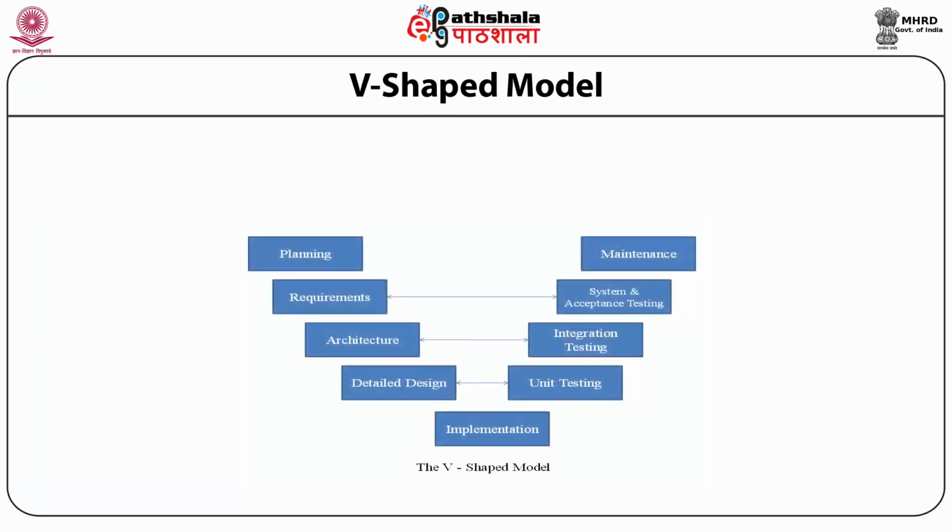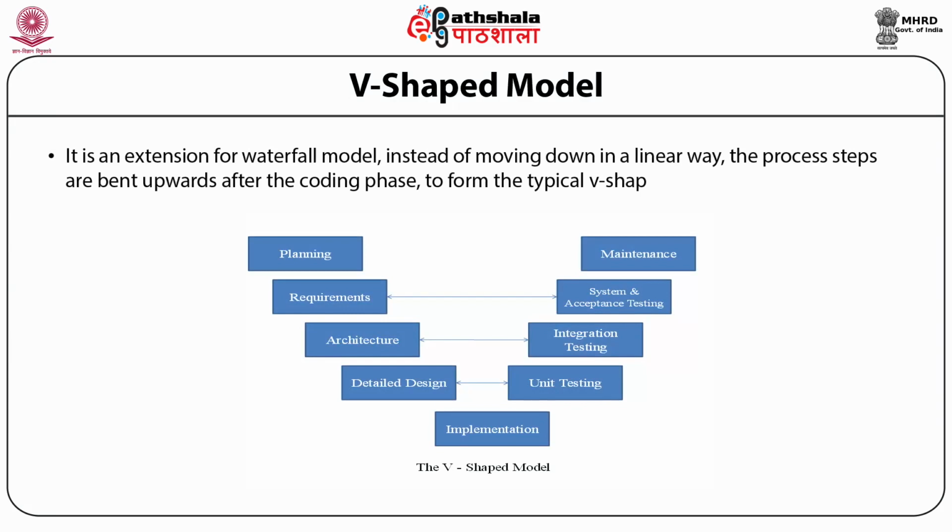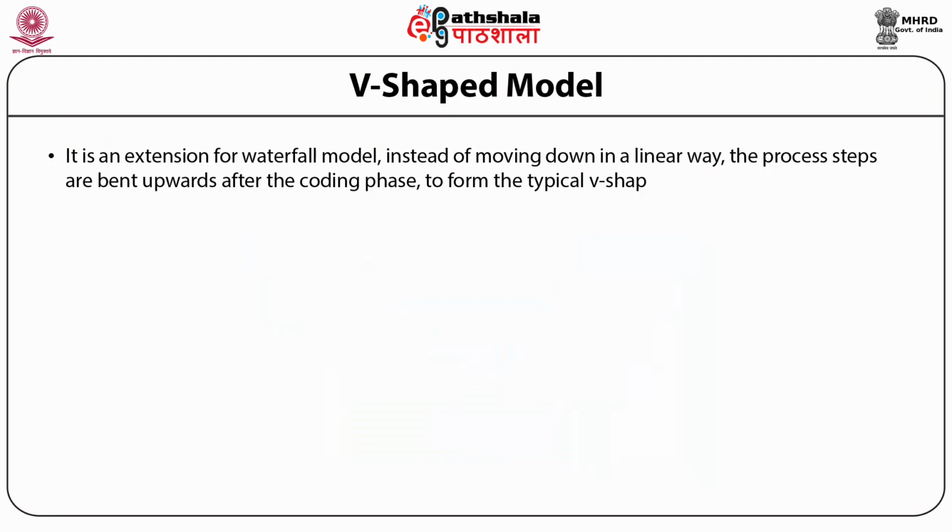The second is the V-shaped model. Now, this is an extension of the waterfall model, but instead of moving in a linear way, the process steps are bent upward after the coding phase to form the typical V shape. The major difference between the V-shaped model and the waterfall model is the early test planning in the V-shaped model.